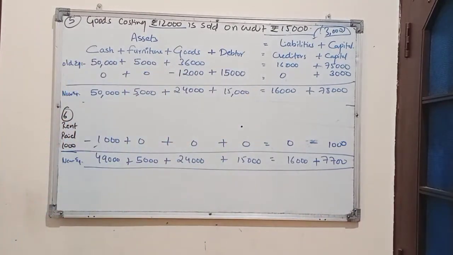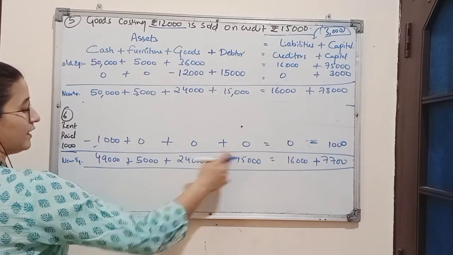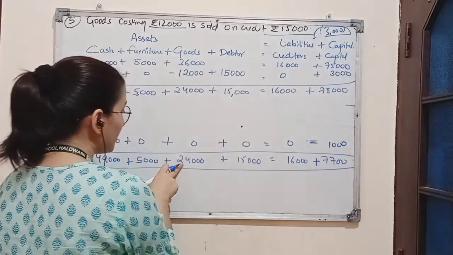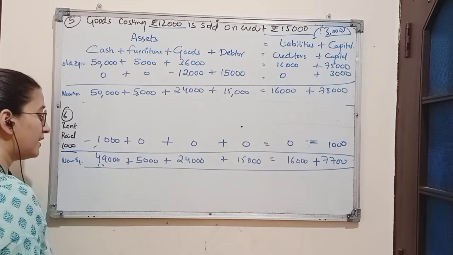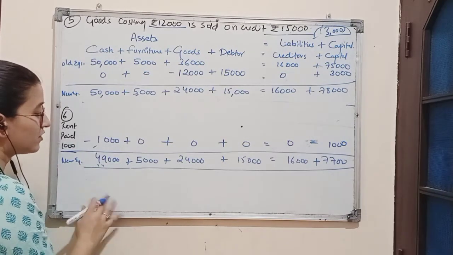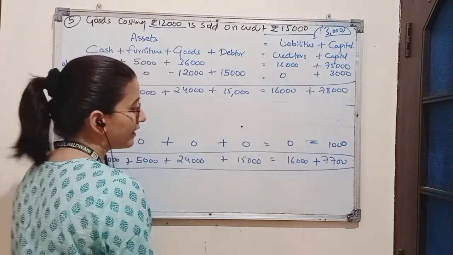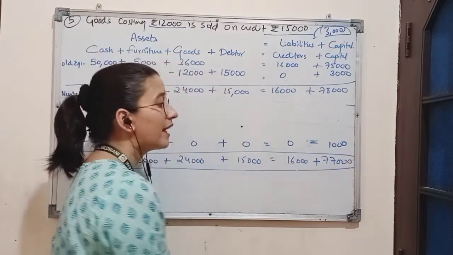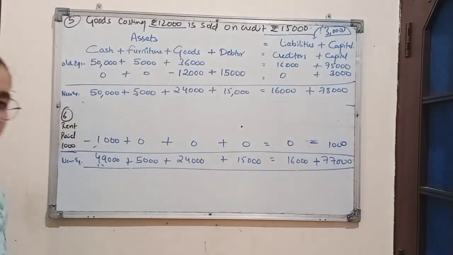If we total the asset side: 15 plus 5 is 20, 20 plus 24 is 44, and 44 plus 49 is 93,000. Now if we add the liabilities column, 16 plus 77,000 will be 93,000. So we can say the equation is balanced here.